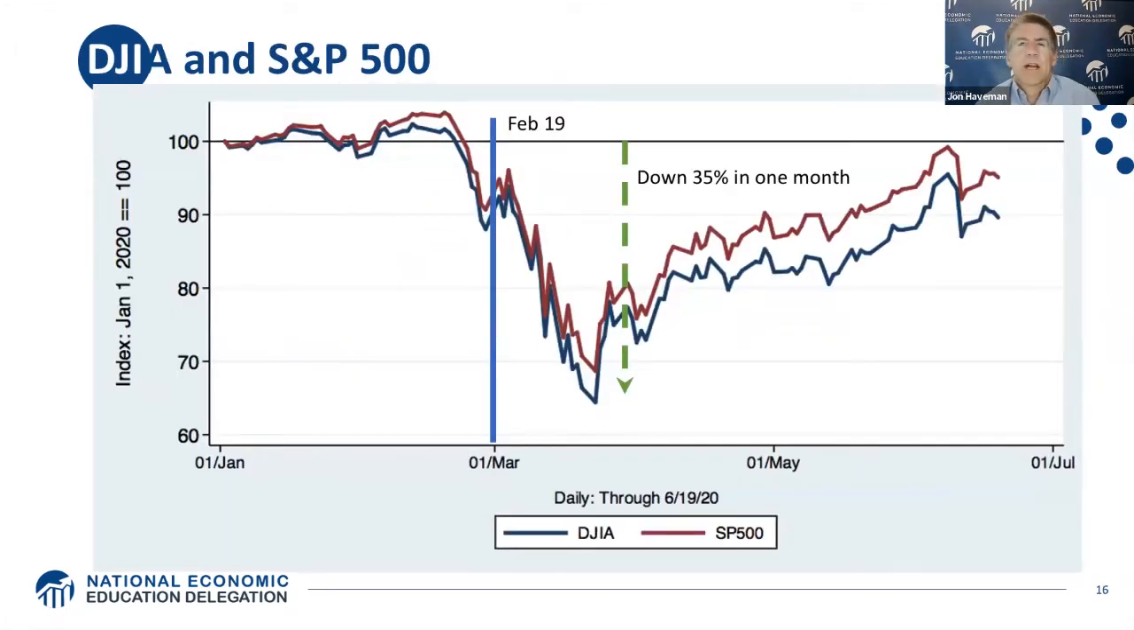Everybody wants to see what the stock market was doing. Well, stock market, I've normalized these to 100 in early January, so we got a little bit of growth. And then this is when we started hearing about what's going on in China. We thought, oh, that'll hurt us a little bit. So the stock market's down a little bit.